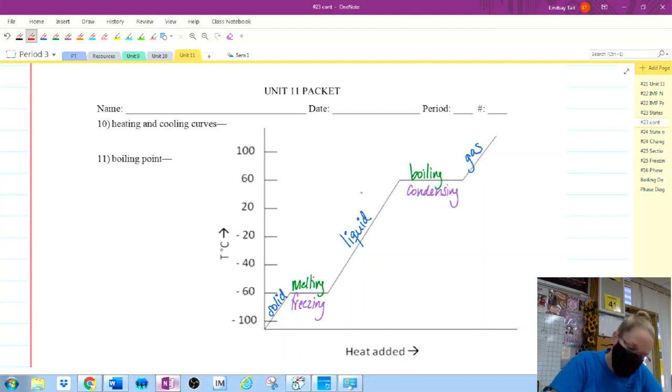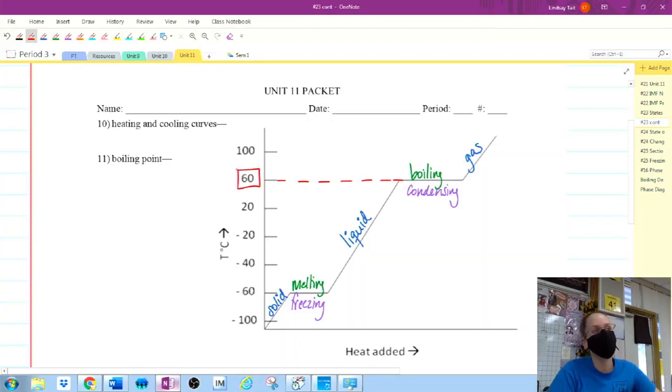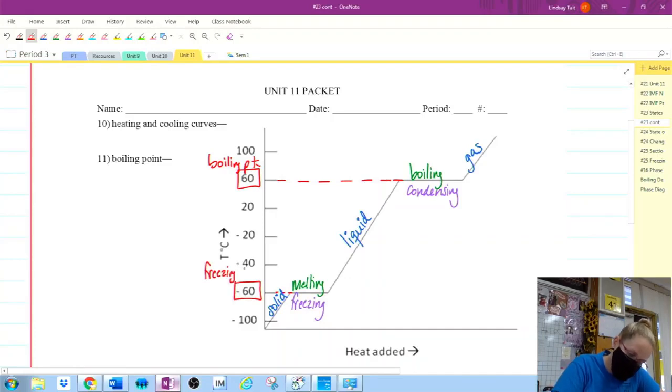From this type of curve or diagram, curve sounds a little weird to me. Guess what? I can now also tell you what the boiling point of my substance is. 60 degrees is my boiling point. And likewise, down here, I could tell you what the freezing point is. But the freezing point would also be the same as what other point?